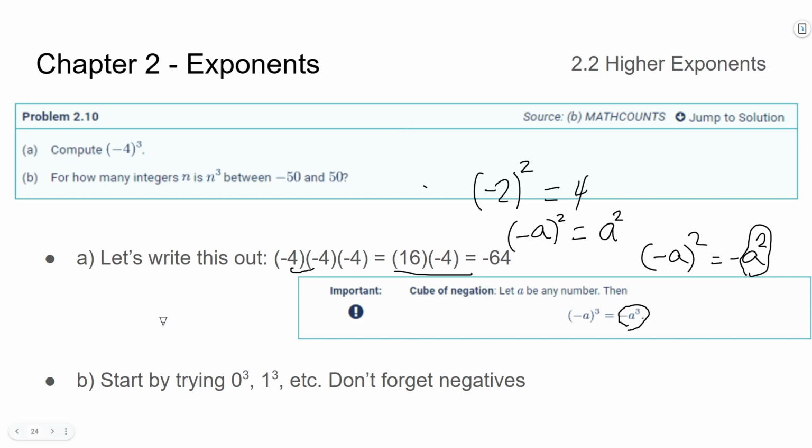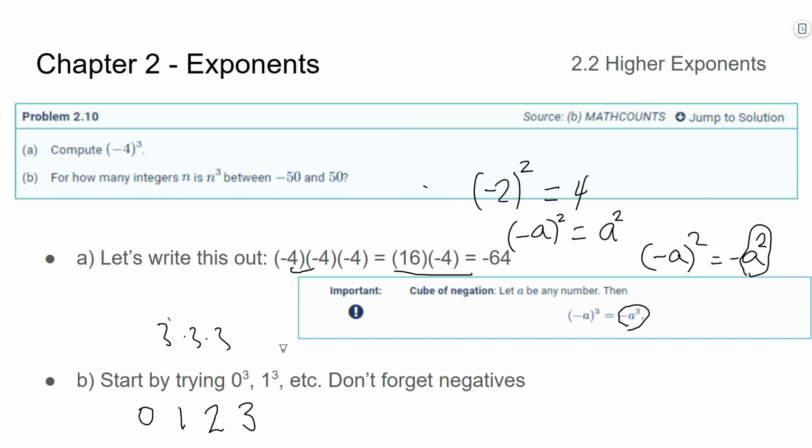All right, so for the second part, for how many integers n is n cubed between -50 and 50? If you start here with 0 cubed, 0 cubed is going to be 0. So we know that that's going to work, right? That's in between -50 and 50, so 0 works. How about 1? 1 cubed is going to be 1. That's between -50 and 50, so that's going to work. How about 2? 2 cubed, 2 times 2 is 4, times 2 is 8, so that's going to work. So 2 also works. How about 3 cubed? 3 times 3 times 3, so that would be 9 times 3 would be 27. That works, so 3 works.